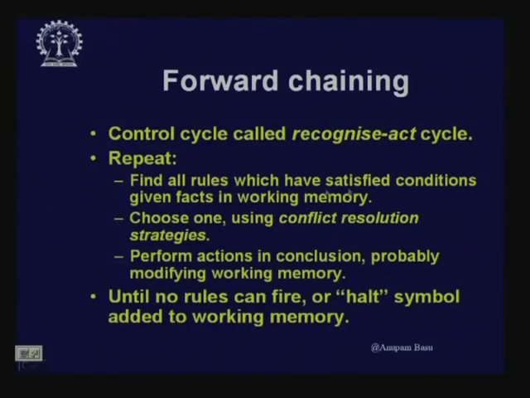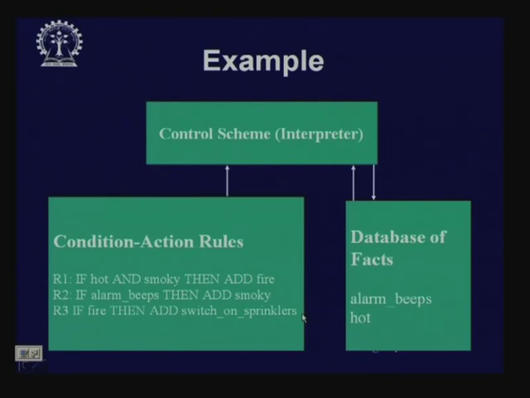So, what we do over there, we find all the rules which have satisfied conditions given the facts in the working memory. We choose one using conflict resolution strategies, perform actions in conclusion, probably modifying the working memory until no rules can fire, or we halt, that means the goal has been met. So here is an example, the same example that we did in the last lecture. Here we can do it in the forward chaining mode in this way.